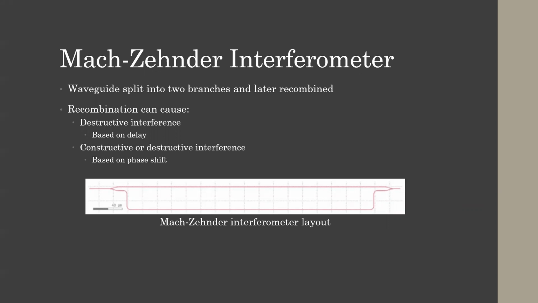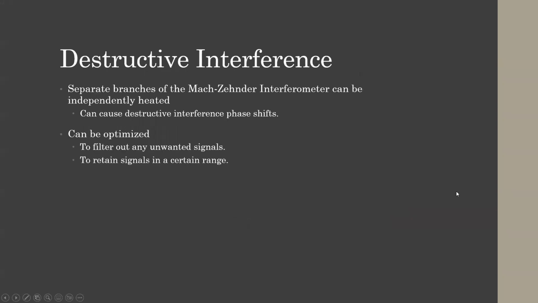Next slide. So destructive interference occurs when two or more light waves meet and their amplitudes are opposite in polarity, causing them to cancel out. And it can be optimized to filter out any unwanted signals or to retain signals in a certain range. Next slide.